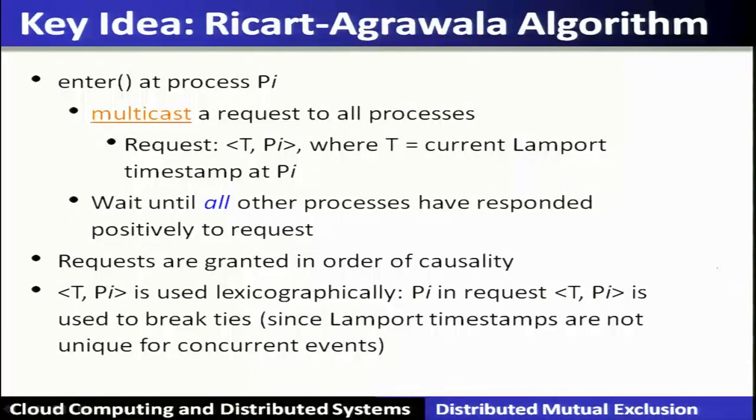Now, the key idea of the Ricart-Agrawala algorithm is this: when a process, let us say Pi, wants to go into the critical section, it will send a multicast request to all other processes with a timestamp for causality, and it will wait for positive responses from all other sites. So, requests are granted in the order of causality, that means the one with the lowest timestamp has the highest priority.